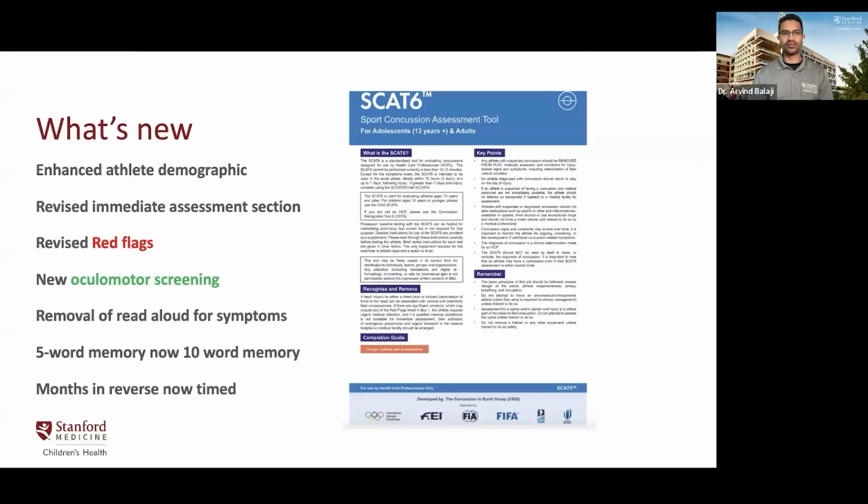Additionally, the read aloud section has been removed for symptoms. The 5-word memory recall has now been expanded to 10, and the repetition of months in reverse is now timed. Now, as I go forward through this presentation, I've highlighted the most recent major updates from the consensus statement in 2022. We could potentially spend the rest of this talk just reviewing the different sections of the SCAT and the CRT themselves, but I think that's not the most valuable use of our time, as these are resources that anybody can access through a simple internet search and look up yourselves. And I'll go a little bit more into detail about the actual clinical diagnosis and how to navigate a systems-based approach.